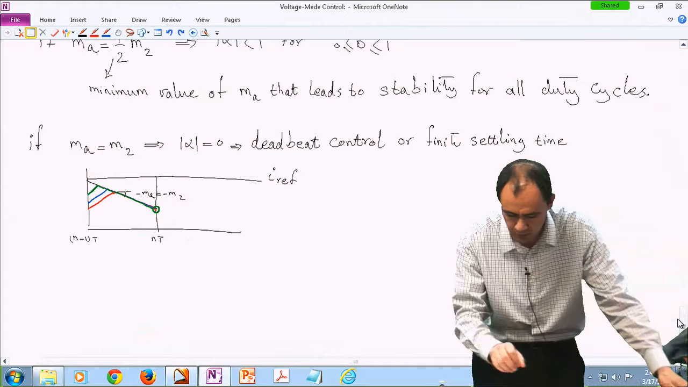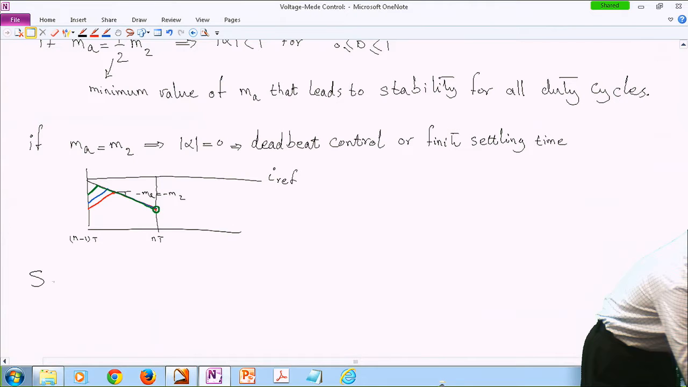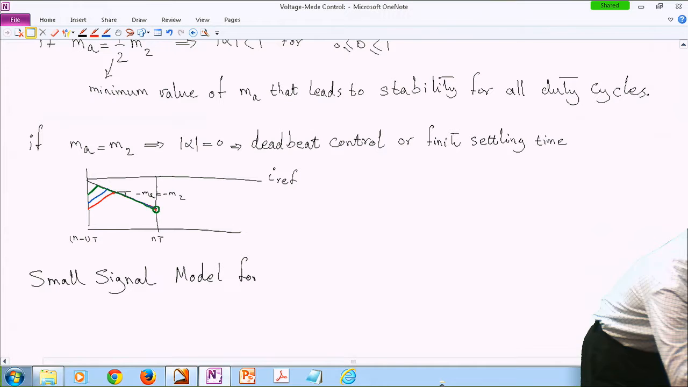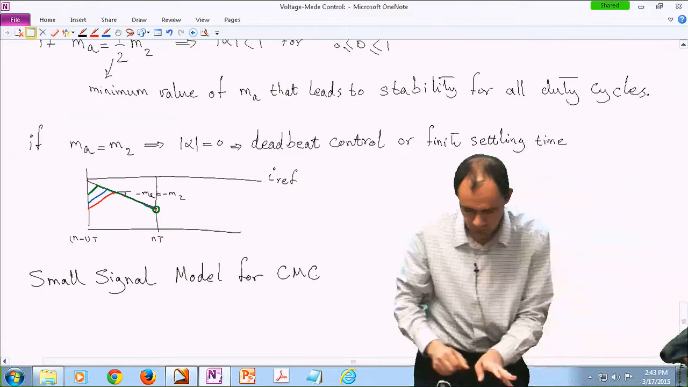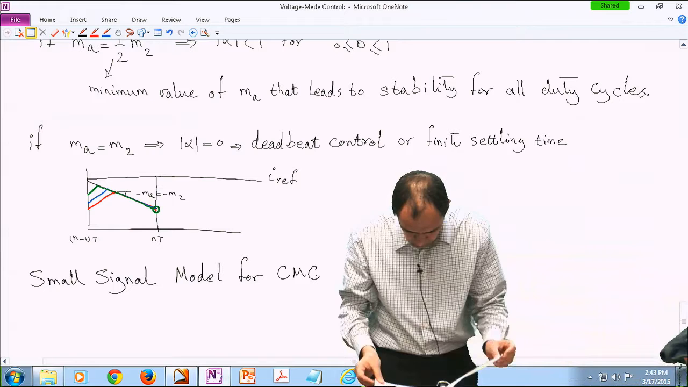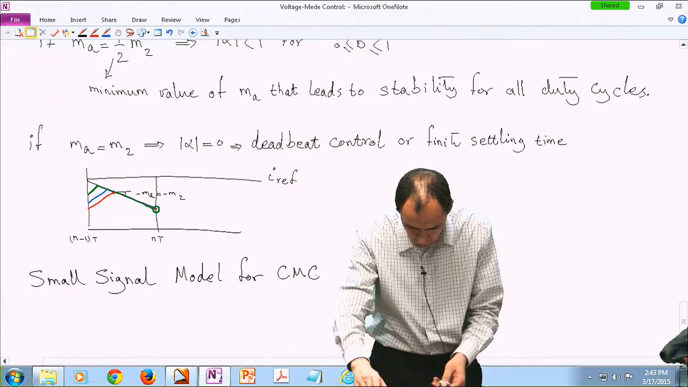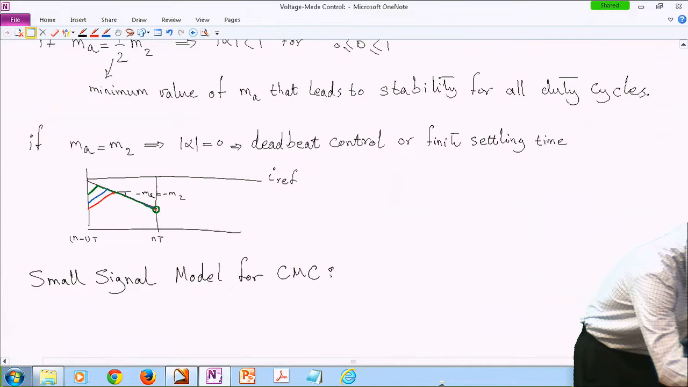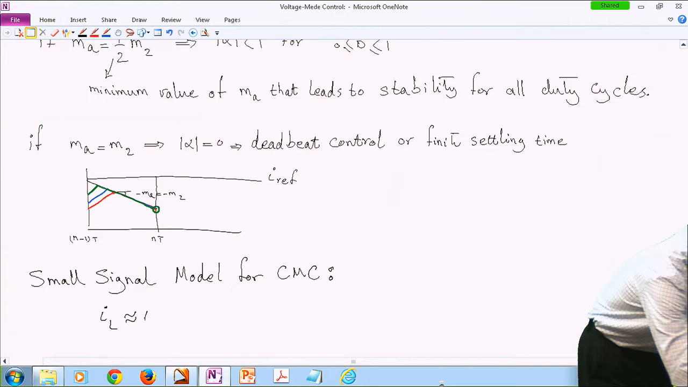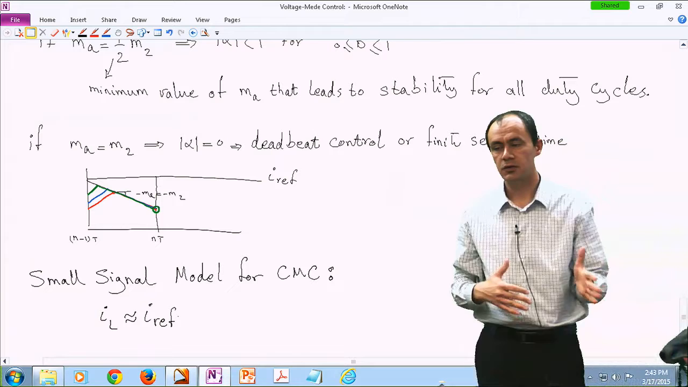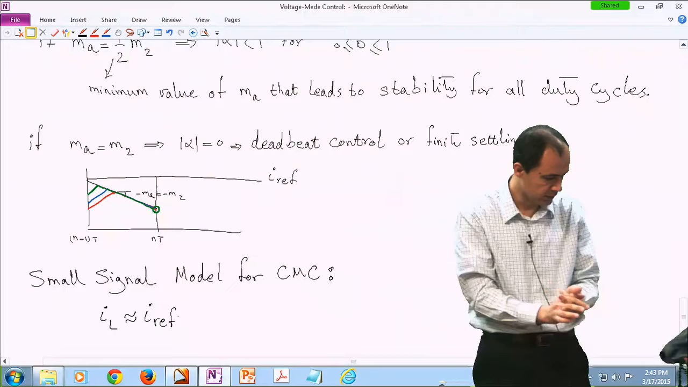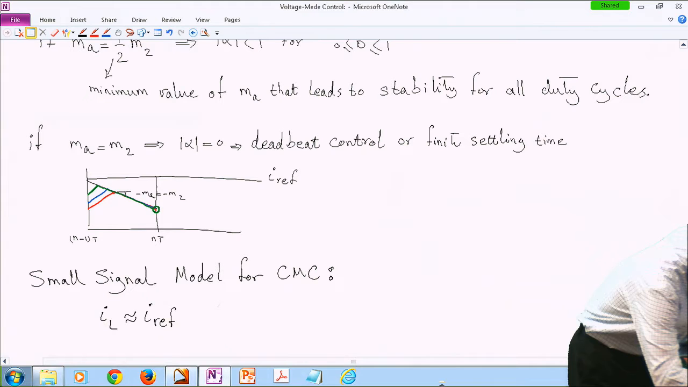So let's look at the small signal model for current mode control. Our approximation is that the inductor current and the reference are almost the same, or we are neglecting the ripple in the inductor current. This is to make the model simpler.